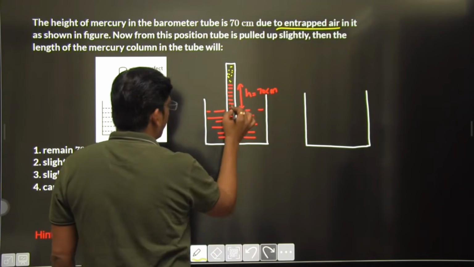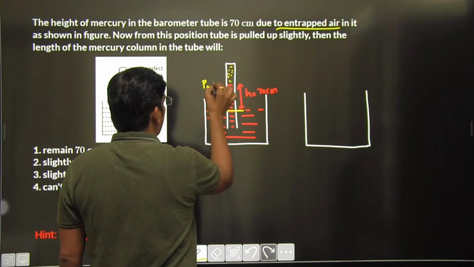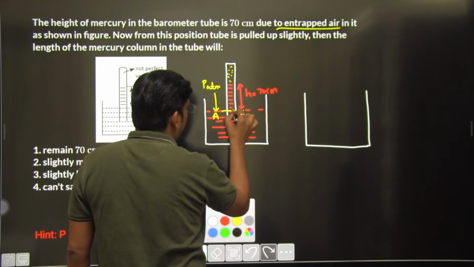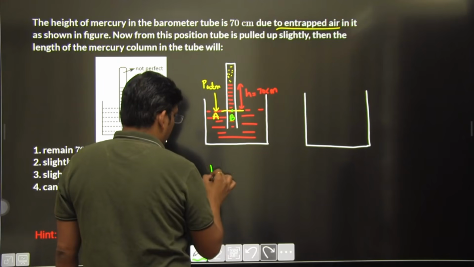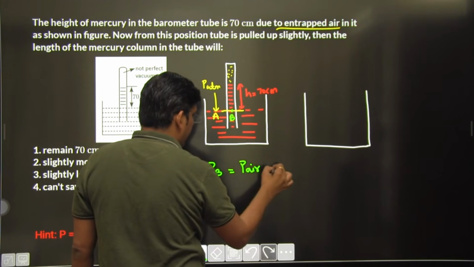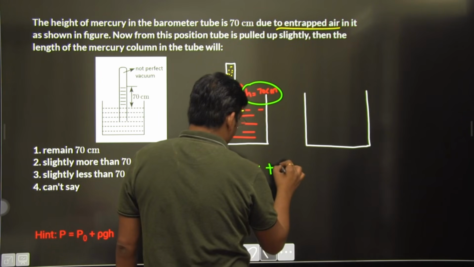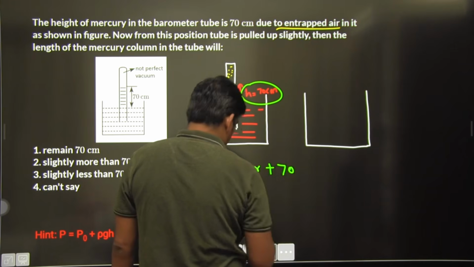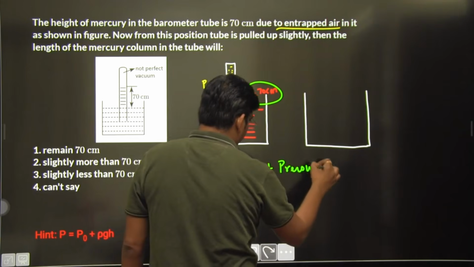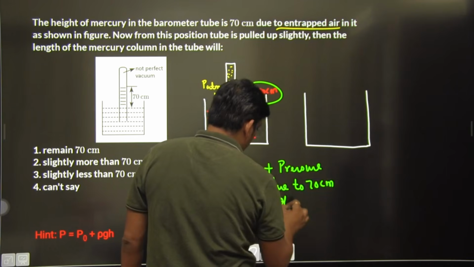Now dear students, at this point you have atmospheric pressure, and also let this be point A. Now at point B would have pressure due to the air column plus pressure due to 70 centimeter of mercury column, okay, right?